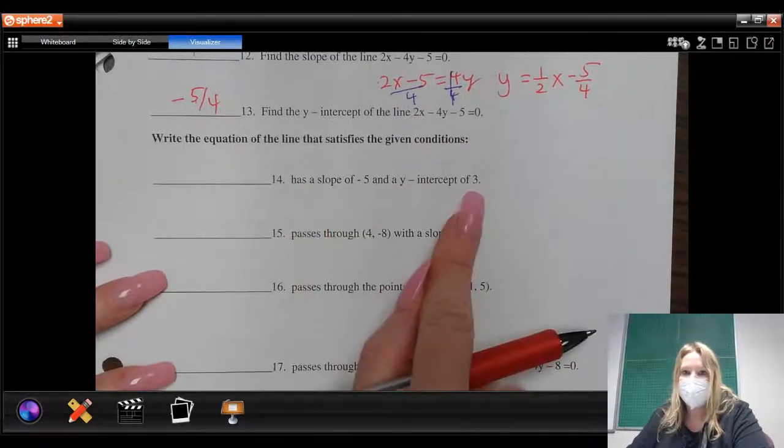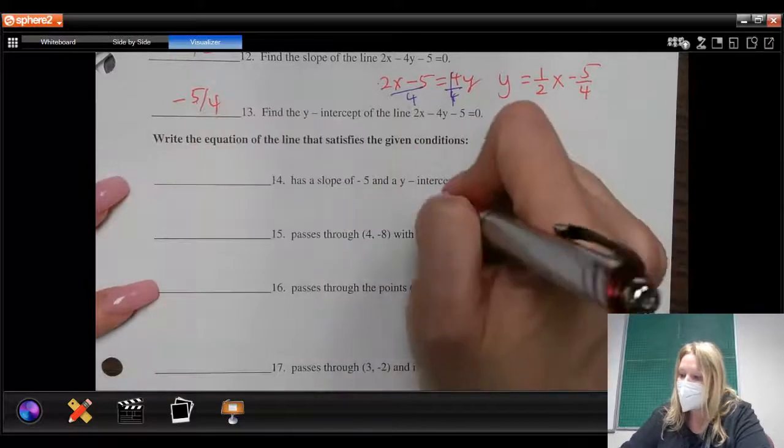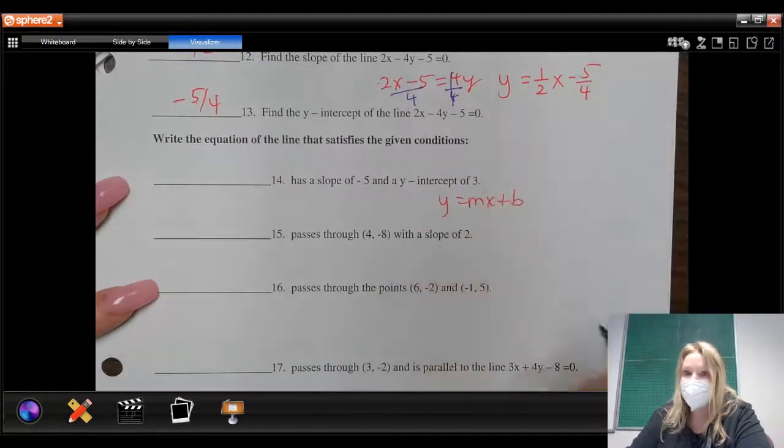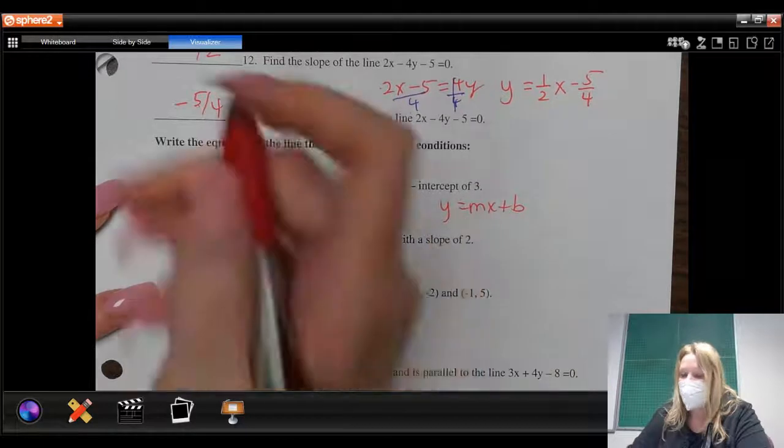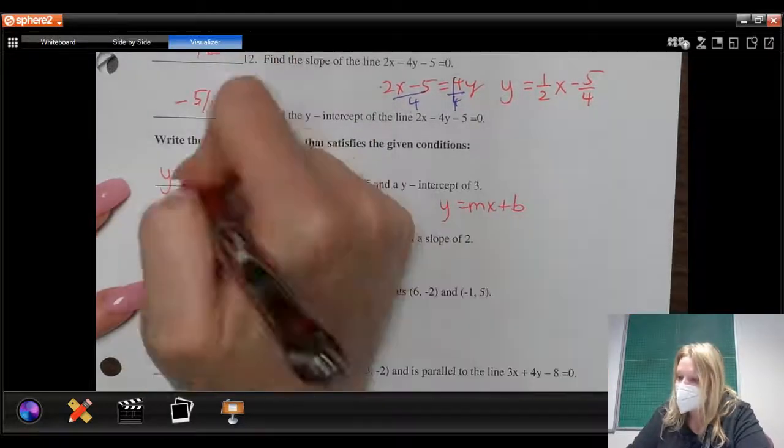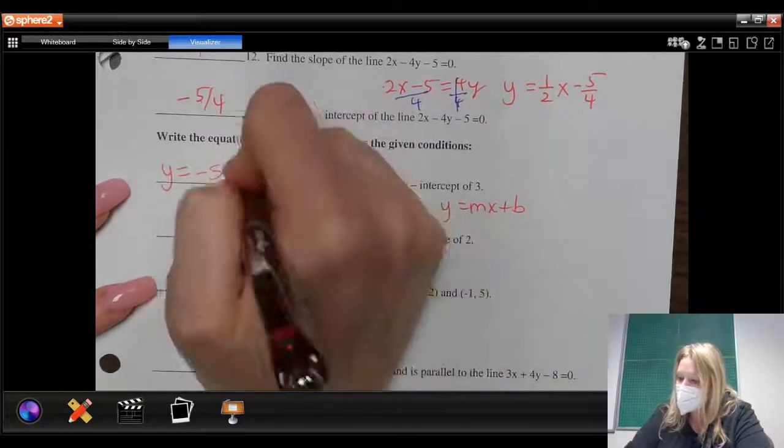Slope of -5, y-intercept of 3. So I'm going to use my y equals mx plus b form because they're giving me the m and the b. So this would be y equals -5x plus 3.